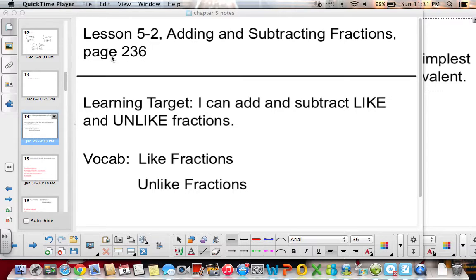At the bottom of your notebook will be a different page number. That will be the page number of your notebook, but this is the page in the math textbook. Okay? You do not need to write the learning target down, but it is adding and subtracting like and unlike fractions. And our vocabulary words, which you are going to want to include in your notebook, and also you will want to put on your tip chart for like and unlike fractions.